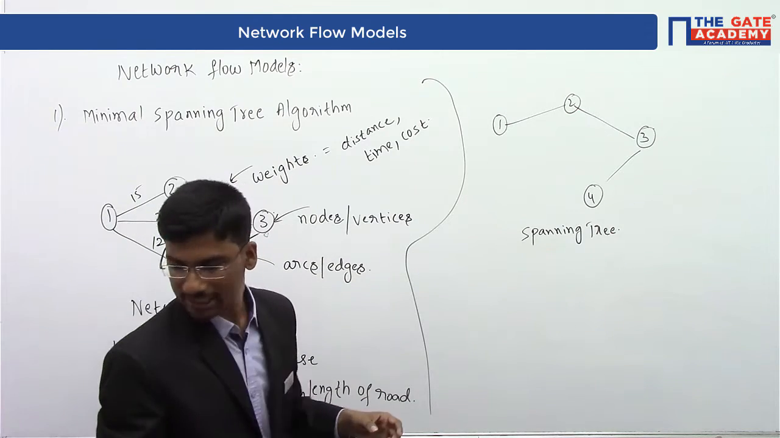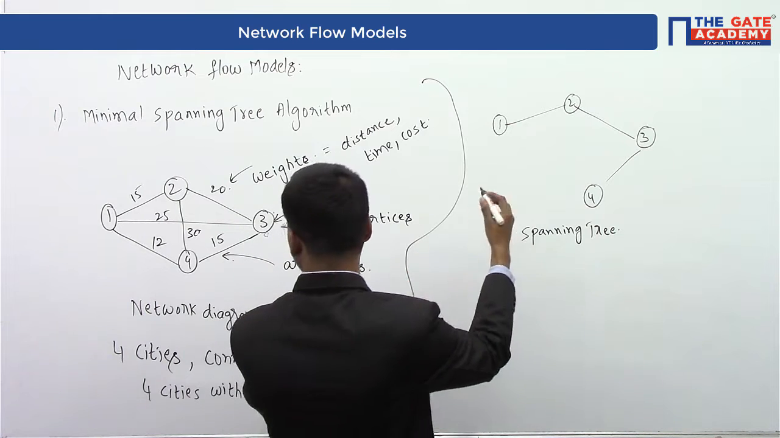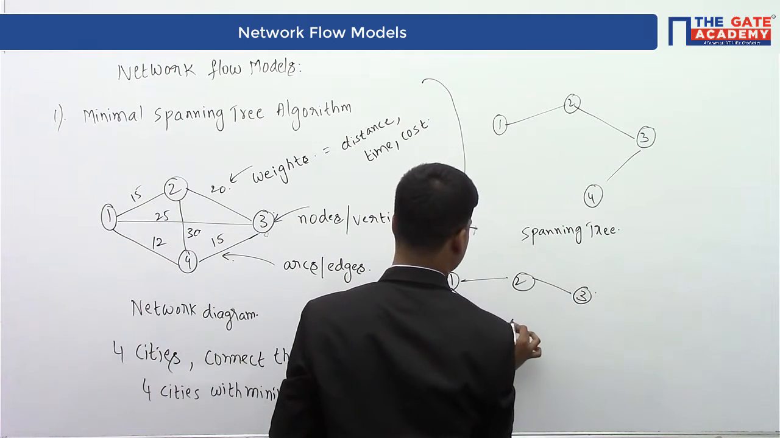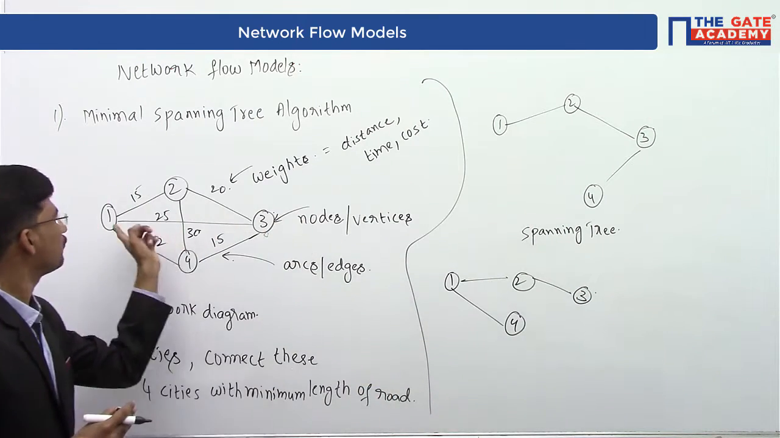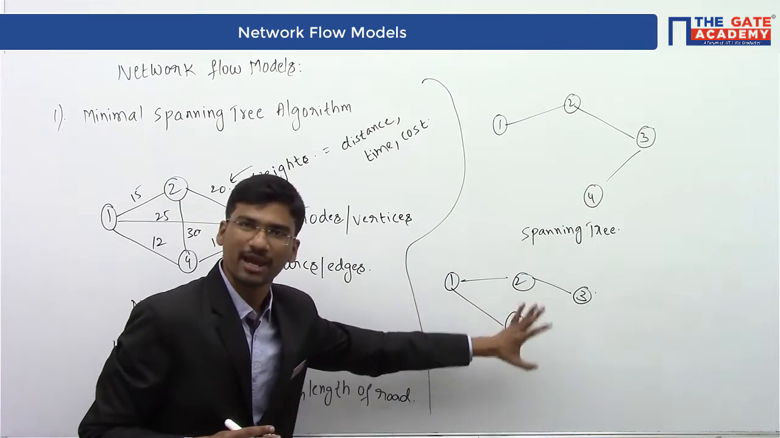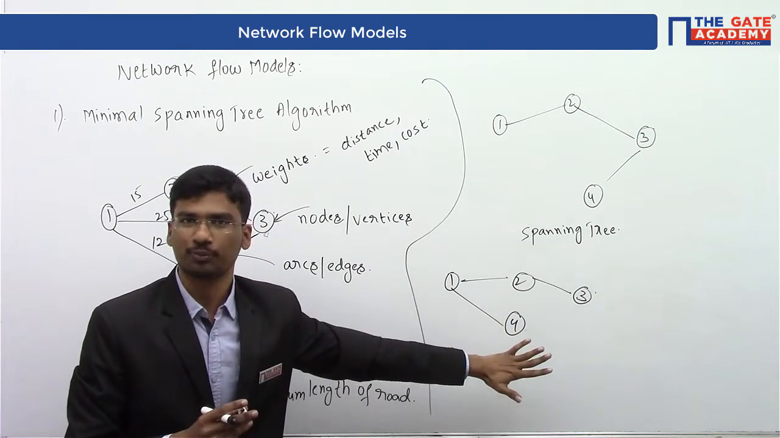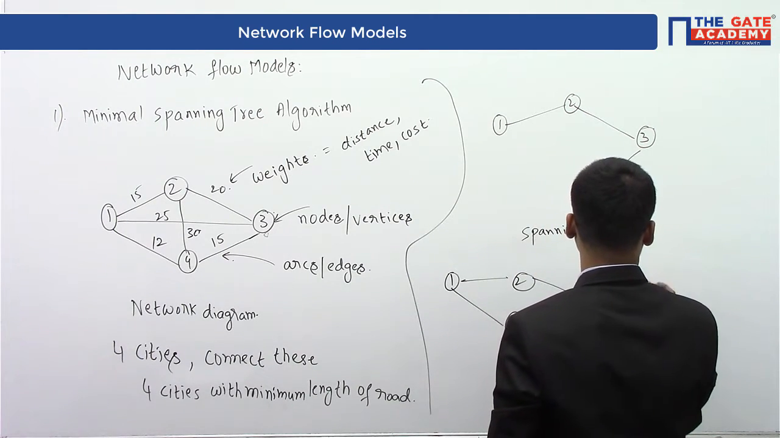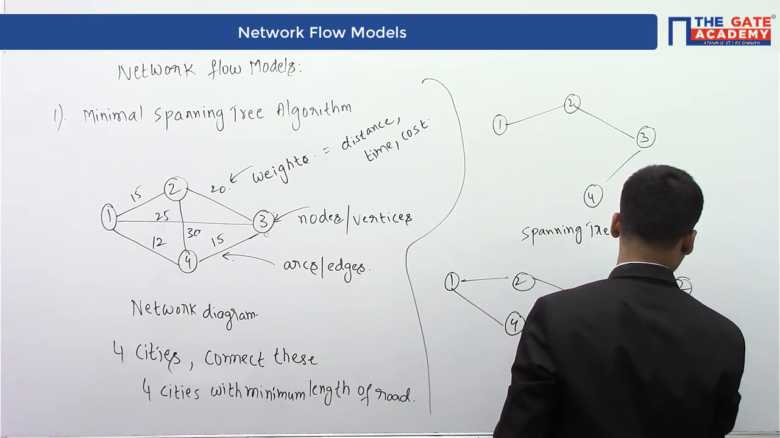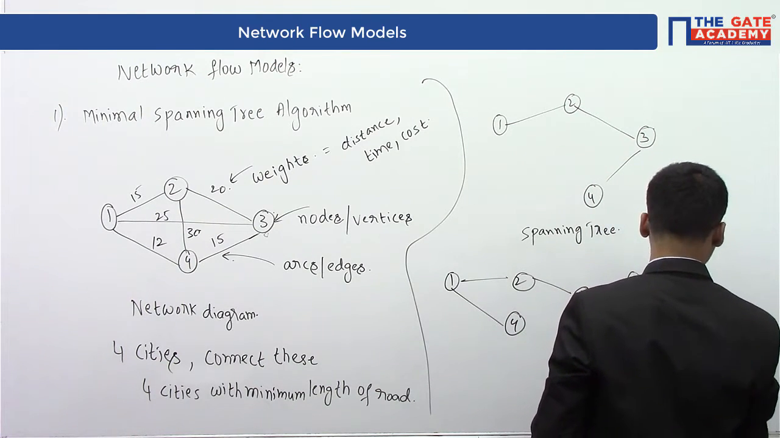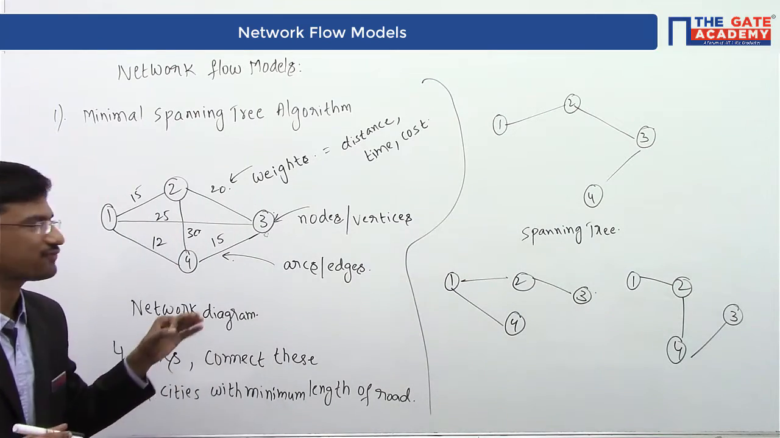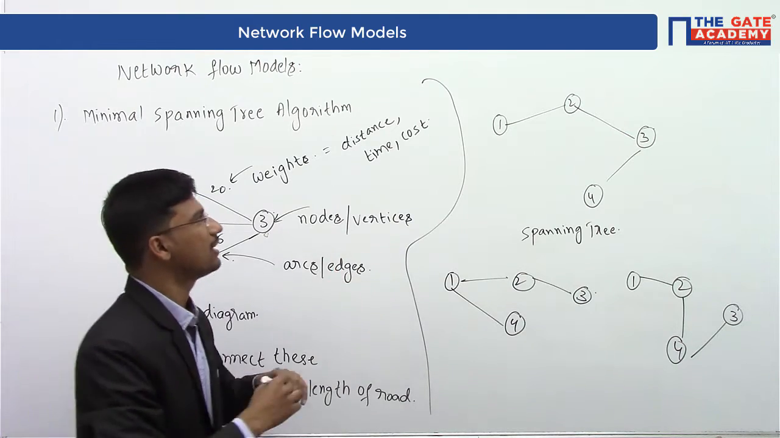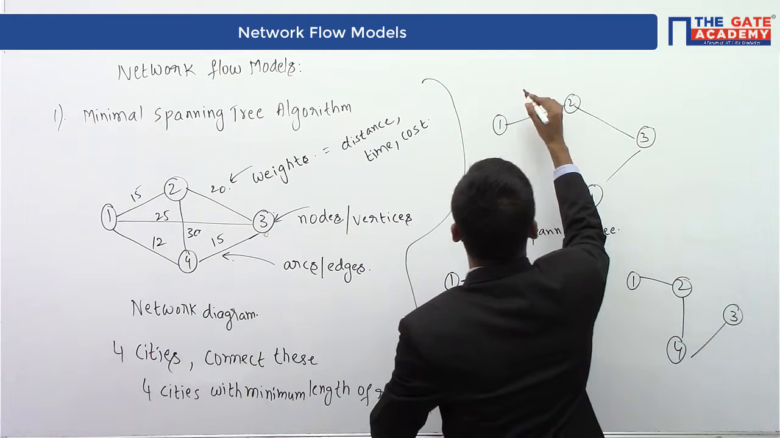I'll take some more examples. This is also a spanning tree: 1, 2, 3, and 4. It is a spanning tree because it has all the nodes and no loop, right? We can take some more examples, like 1, 2, so this is 4 and this is 3. Like this, we can extract so many spanning trees from this given network. Now we will go a little bit forward. I am just writing the weights, or kilometer distances.